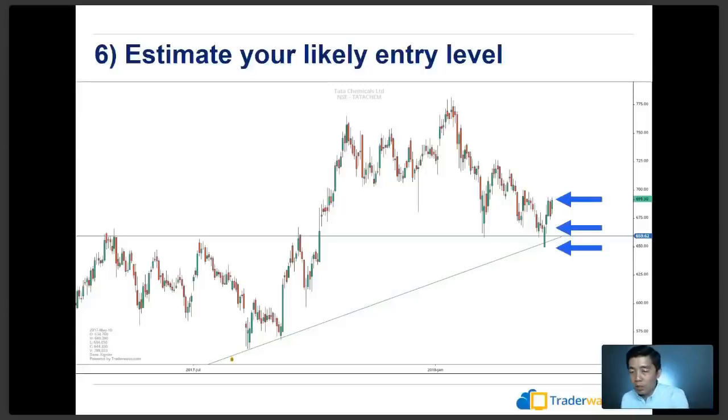Now let's say we decided to get in at the current level. The 650 and 660 have already passed, so let's just forget about them. Let's just assume that we decided to get in right now, which is around the 690 level. If we decide to get in now, this is where our entry price is going to be.